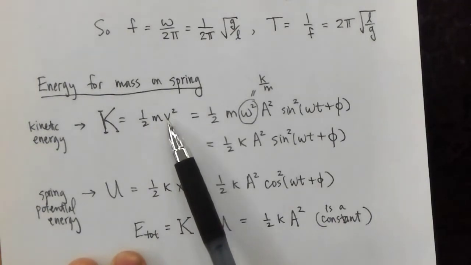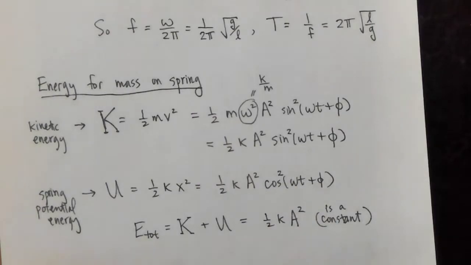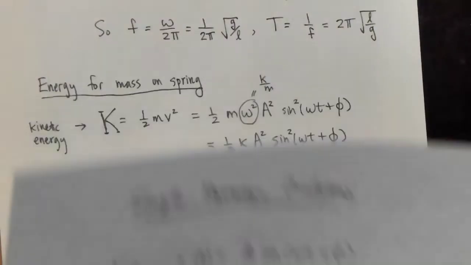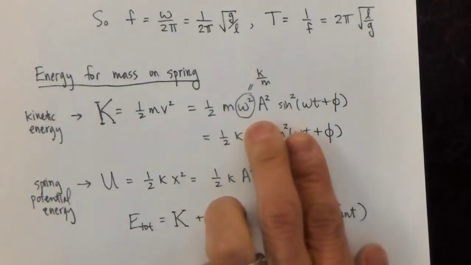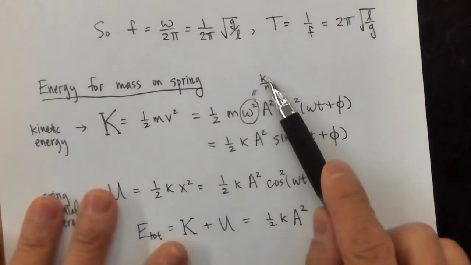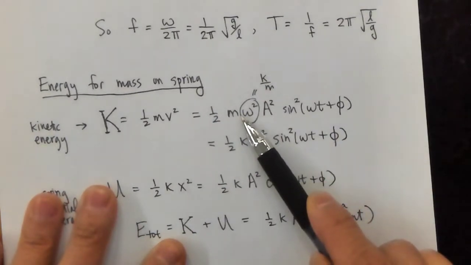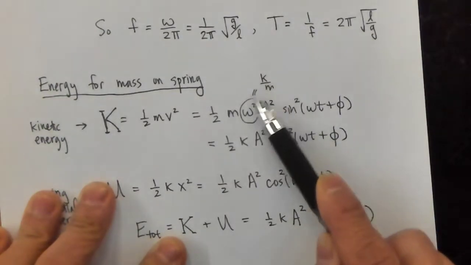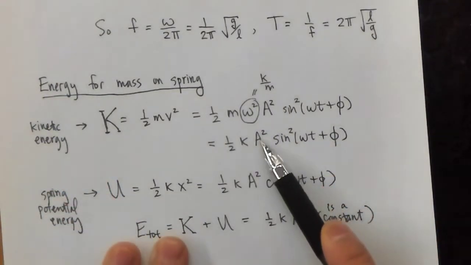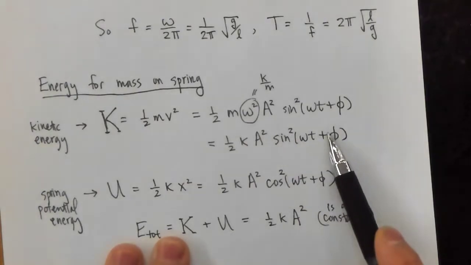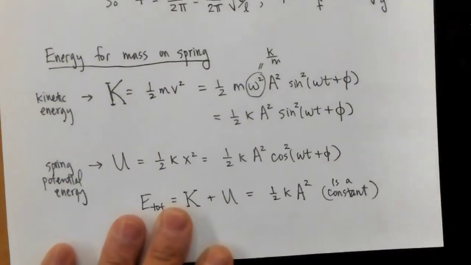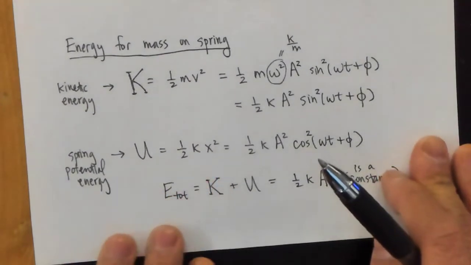If I have v, I wrote it before as v is equal to minus omega a sine omega t plus phi. If I put that in here and square it, and then use the fact that omega squared is k over m, then this m cancels out and I get 1/2 k a squared sine squared omega t plus phi. You don't have to remember this, I'm just showing you the derivation of the next step that's coming up.